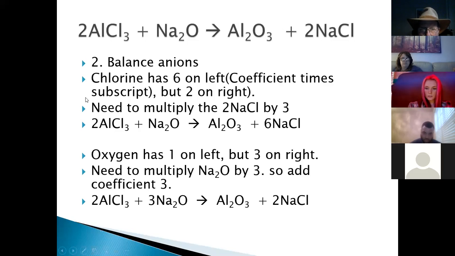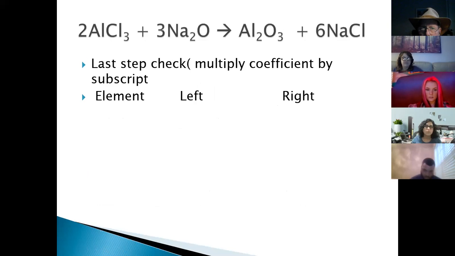I now have 2 aluminums, 3 times 2, 6. Ooh, that's wrong. This should be a 6 NaCl. 6 sodiums, with this being a 6, 6 times 1, 6 sodiums. 2 times 3, 6 chlorines, 6 times 1, 6 chlorines, and 3 times 1, 1 times 3, we are balanced. Professor, you just qualified for an extra credit. I caught my own error.